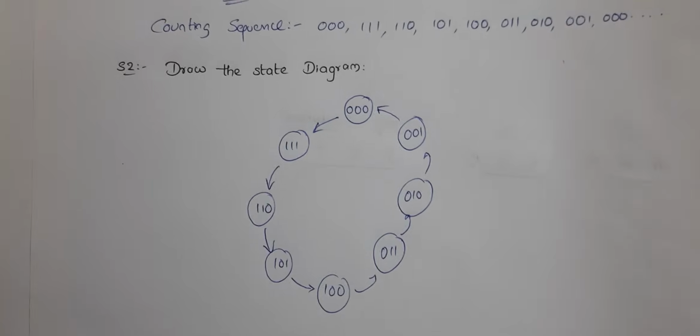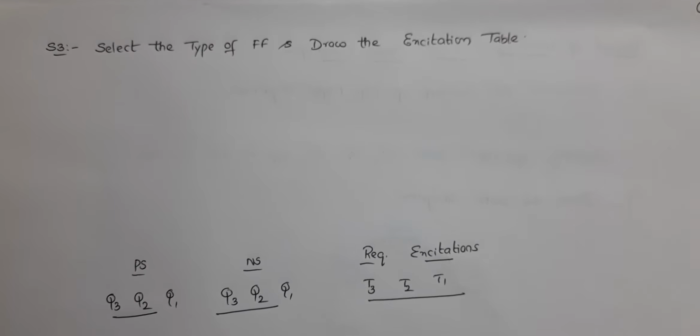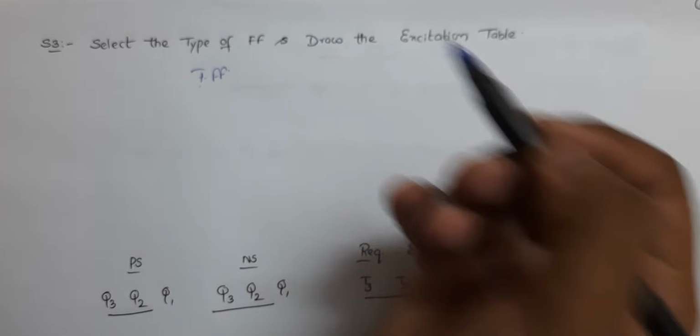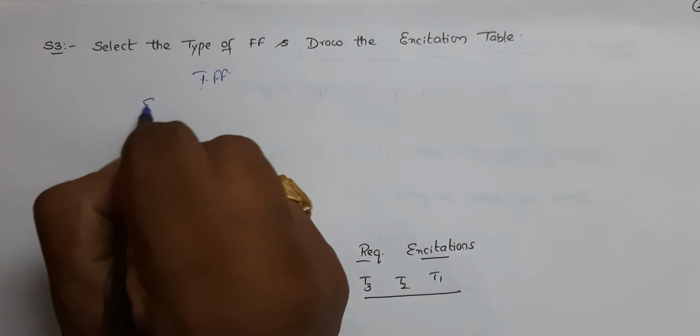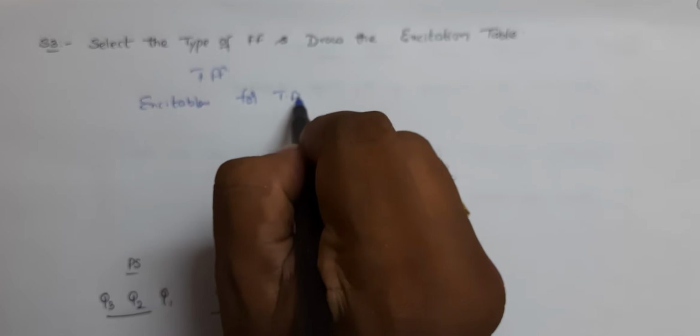After completion of this step, what is the next step? The next step is to select the type of flip-flop and draw the excitation table. Here we may select either a T flip-flop or a JK flip-flop for designing the 3-bit synchronous down counter. In our last video, we designed with the JK flip-flop. In this video, I would like to select the T flip-flop. So for the excitation table for the T flip-flop, let us see what it is.